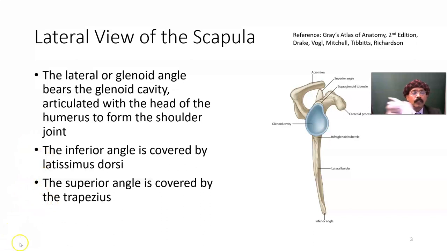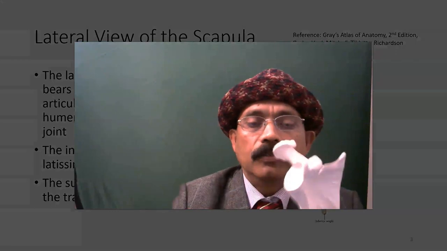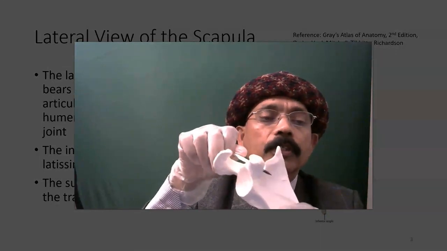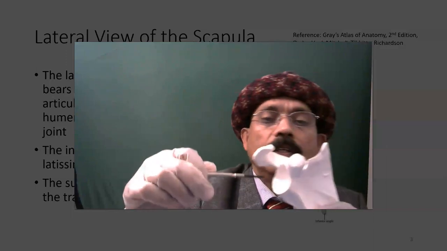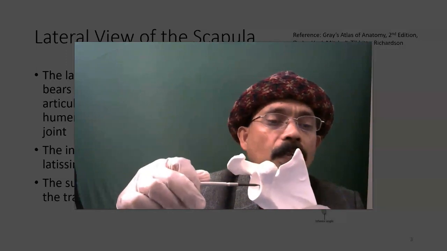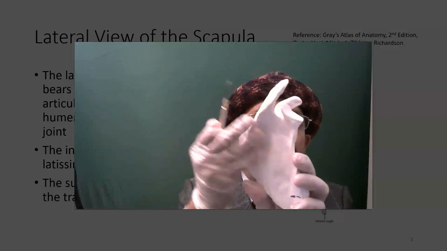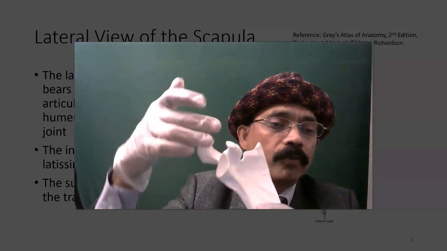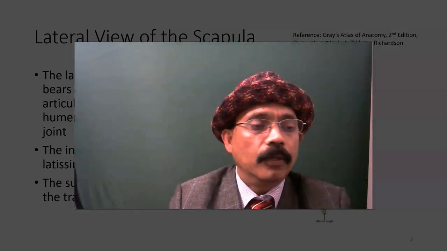Here is the lateral border, which is thick, and this is the glenoid cavity. This is the acromion process, the coracoid process, the superior border, and the suprascapular notch here. At the margin of the glenoid cavity we get the capsular ligament and the glenoidal labrum. This is the costal surface, the dorsal surface, and the spine of the scapula. And this is an example of the coracoid process as an example of atavistic epiphysis.